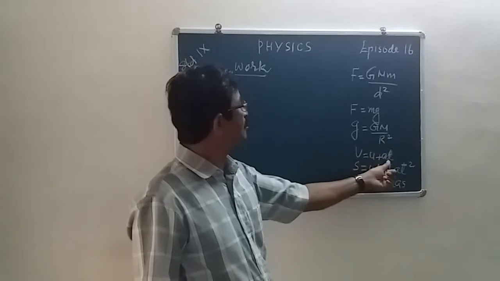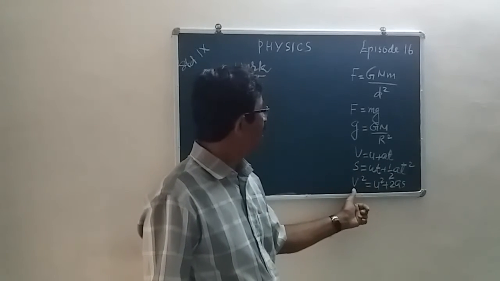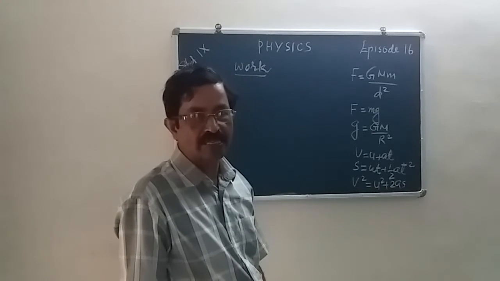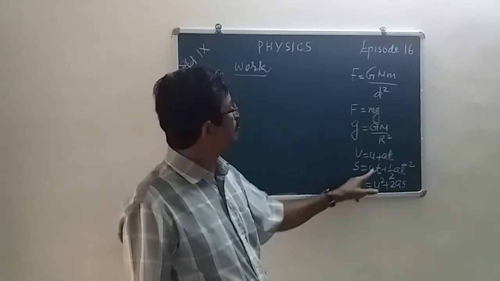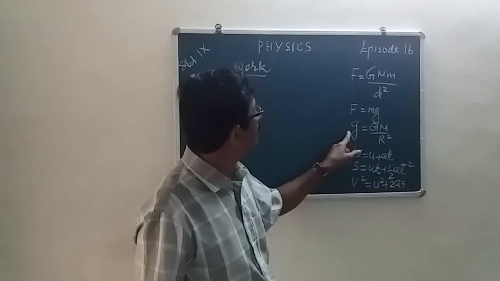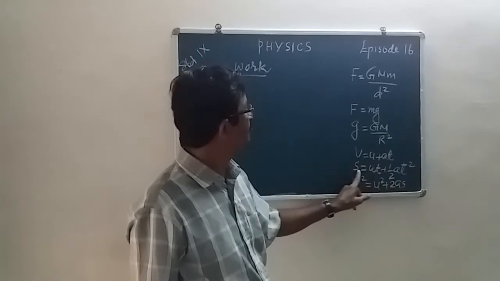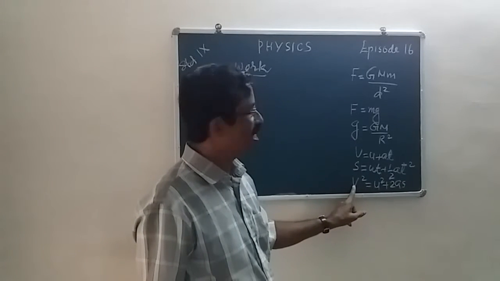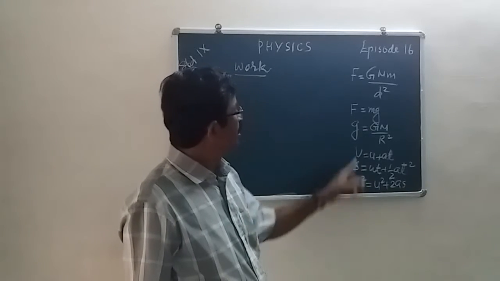That is v is equal to u plus at, s is equal to ut plus half at square, and v square is equal to u square plus 2as. When we replace this a with g, that is acceleration due to gravity, we will get the relations v is equal to u plus gt, s is equal to ut plus half gt square, and v square is equal to u square plus 2gs.